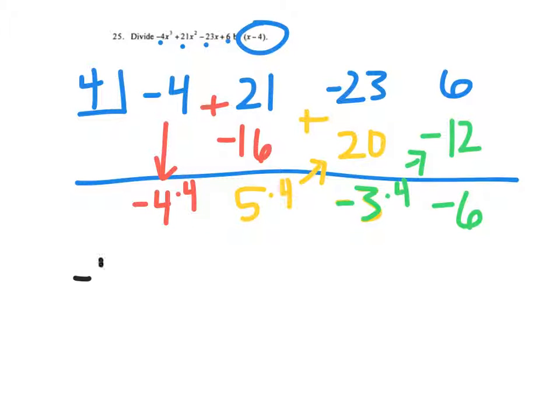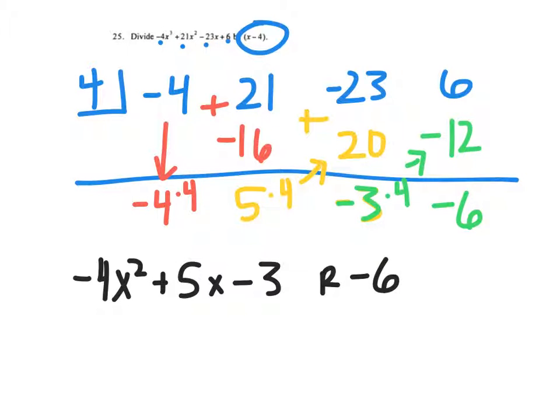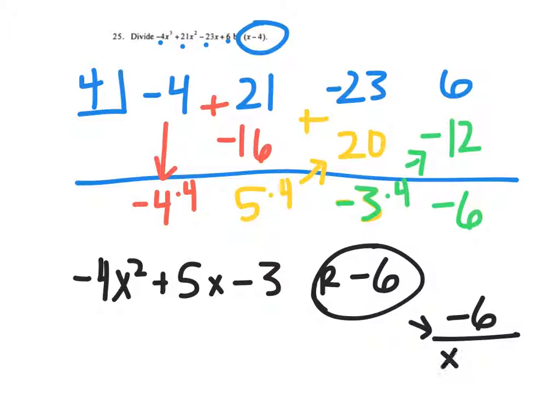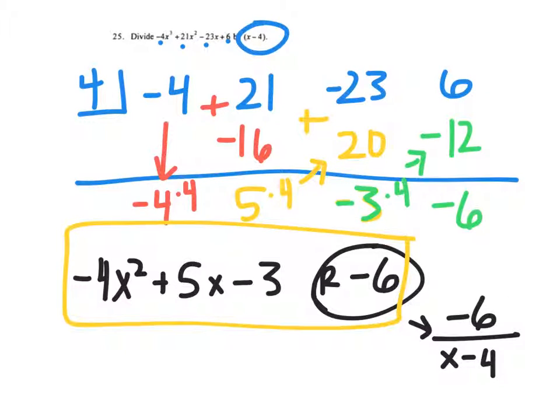So I have -4x squared plus 5x minus 3. And my remainder is -6. Or you could also write this remainder as -6 over what you were dividing by, x minus 4. Either way works. So you could replace that remainder of -6 with -6 divided by x minus 4.